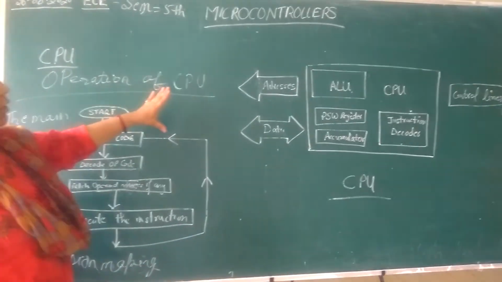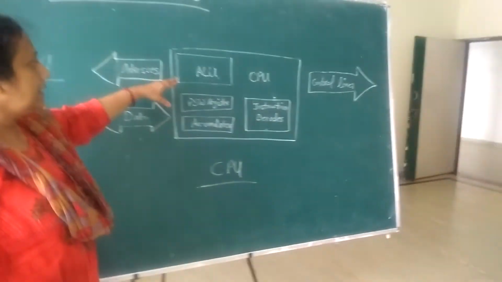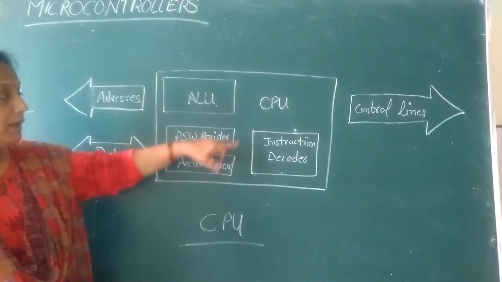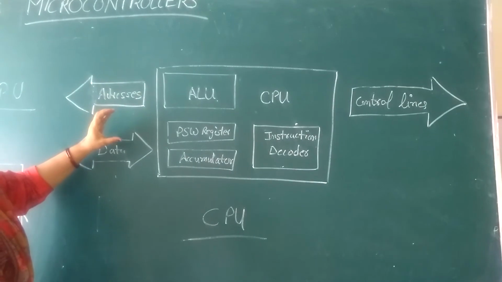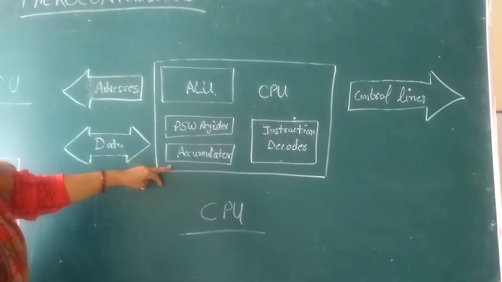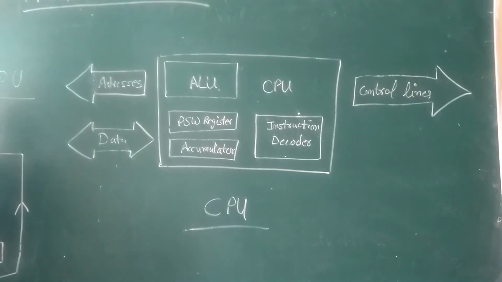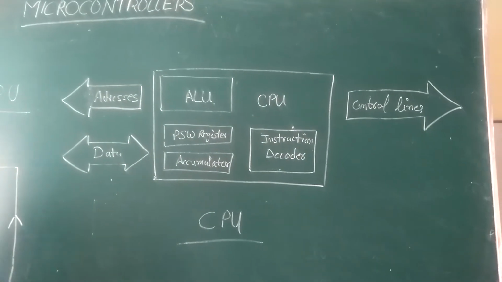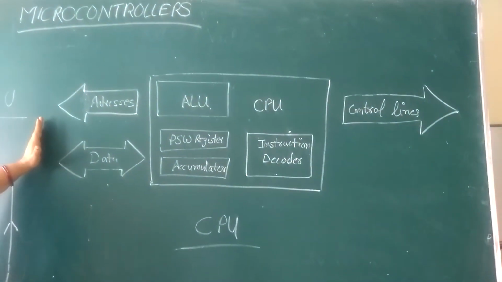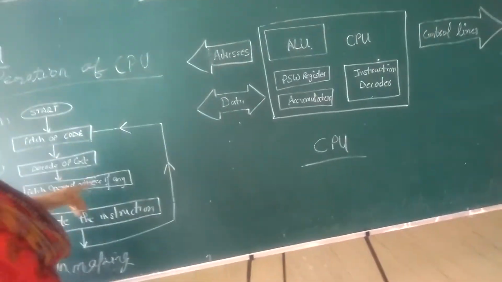CPU. And this is the block diagram of the CPU. This is your address bus. This is your data bus. ALU, where all arithmetic and logic functions have to be done. This is the CPU, and this is the register. All registers will hold the data which you have given, and the control lines will control all the functions which you have given in the CPU. This is all the operation of the CPU which is used in your microcontroller. Okay.